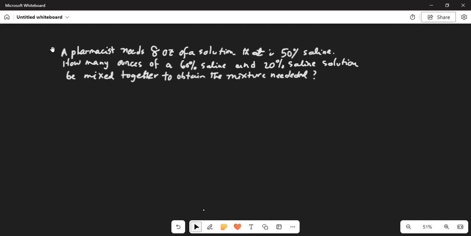It says a pharmacist needs 8 ounces of a solution that is 50% saline. How many ounces of a 60% saline and a 20% saline solution must be mixed together to obtain the mixture needed?